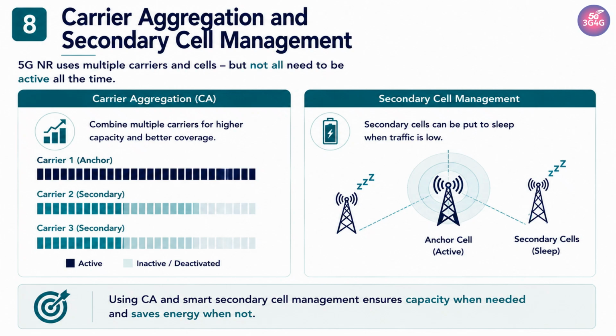Carrier aggregation is another important part of the 5G NR efficiency story. 5G can combine multiple carriers to deliver higher capacity, better coverage, and higher user throughput. But not all carriers are needed all the time. Typically, one cell or carrier may act as the anchor, while secondary cells provide additional capacity when needed. When traffic is high, secondary cells can be activated to provide more throughput. When traffic is low, those secondary cells can be deactivated, put into a lower activity state, or managed in a way that reduces unnecessary energy use.